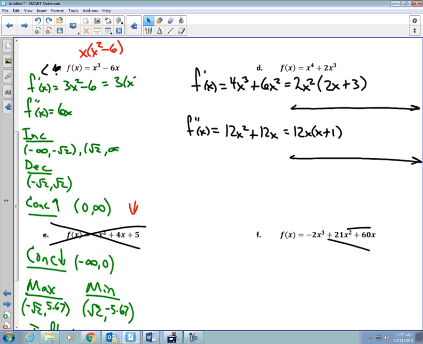Where is the first derivative equal to 0? And negative 3/2. Good. Where is the second derivative equal to 0? Okay. So I'm going to plot these points. 0, negative 1, 0, negative 3/2.